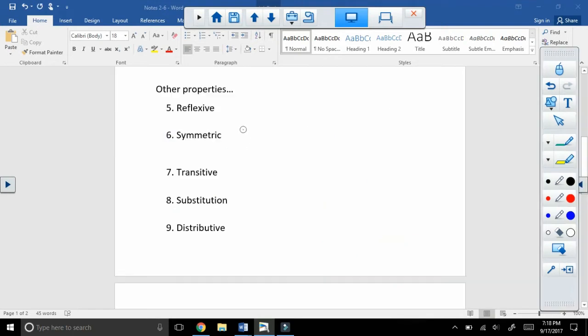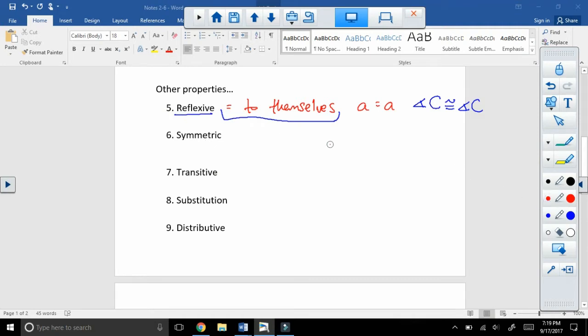Okay, and the other properties here, we have the reflexive property. The reflexive property simply says that things are equal to themselves. The way the book puts it is that A equals A. The way you'll see this in geometry is you might see that angle C is congruent to angle C, or the length of segment AB is equal to the length of segment AB. Whenever you have the exact same thing equal or congruent to itself, that's going to be the reflexive property.